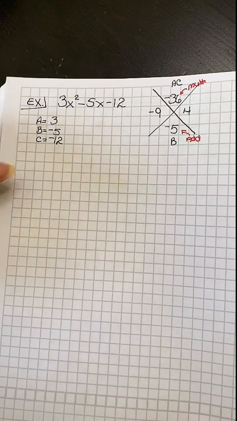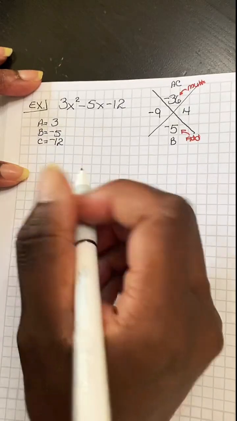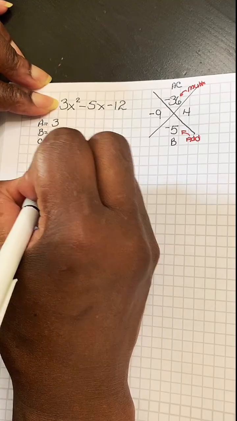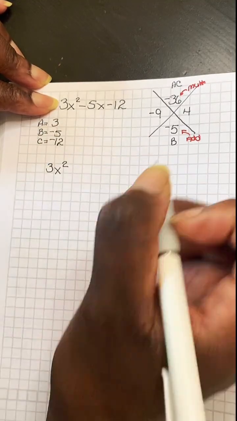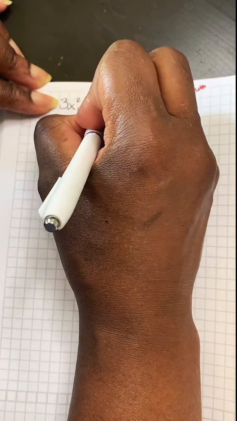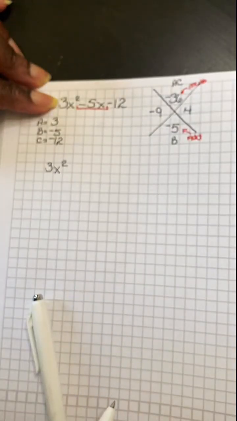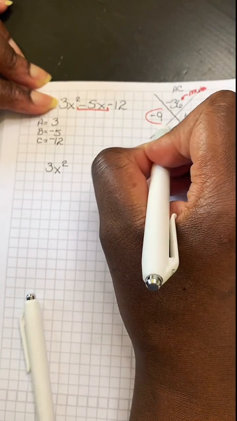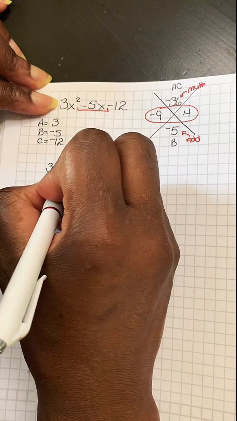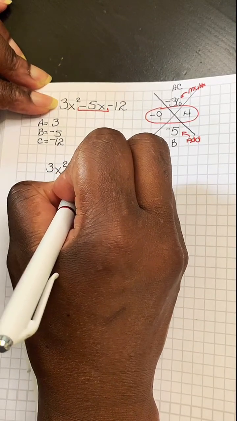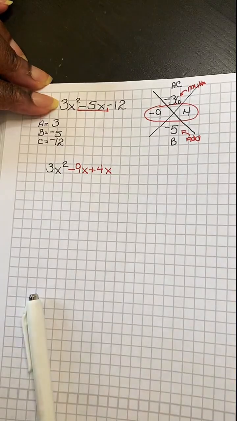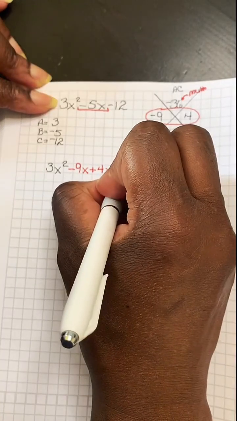Okay, let's start there. So most teachers will say, all right, let's rewrite this problem. And what we're going to do, we have our 3x squared. But we're going to replace the middle term, that negative 5x, with the 2 terms that we found. So this is what they're going to do. They're going to put a negative 9x and a positive 4x. And they bring down the negative 12.